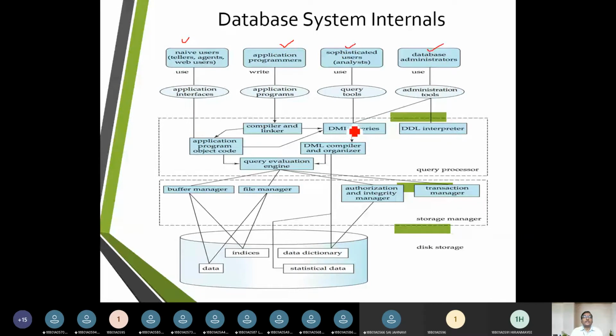So the query is going to be processed. To process this query, it applies both the compiler and a linker, and it has separate parts: one we call data manipulation language, and another is data definition language. As far as data manipulation language is concerned, it does insert, update, and delete operations. Then data definition language does create, drop, or alter operations.